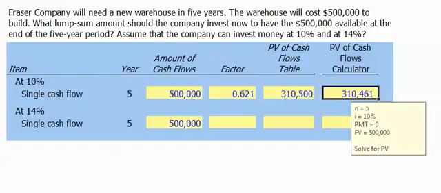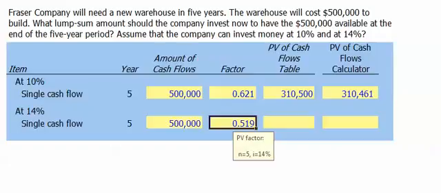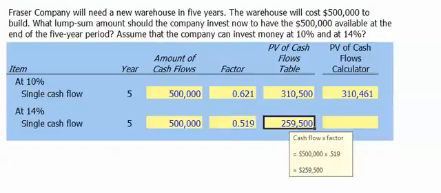At a 14% interest rate, we need to look up our present value interest factor for 5 years and 14%. That's 0.519. We multiply that by 500,000 to get a present value of $259,500. Notice we need to have less money set aside today at a 14% interest rate to reach our goal than we would at a 10% interest rate.